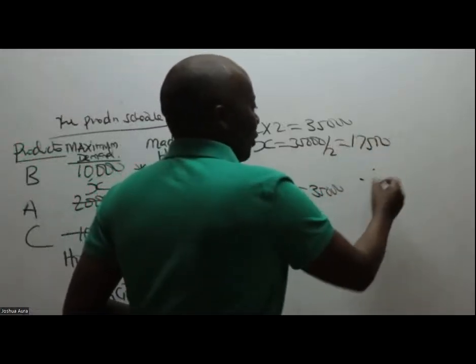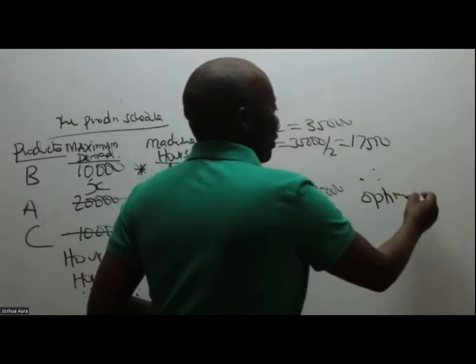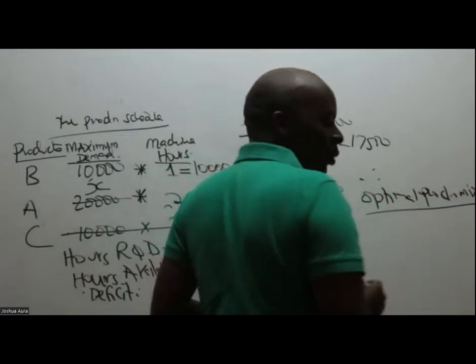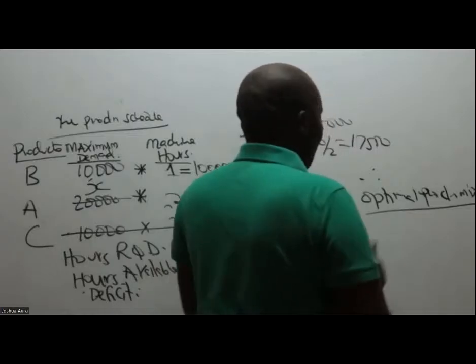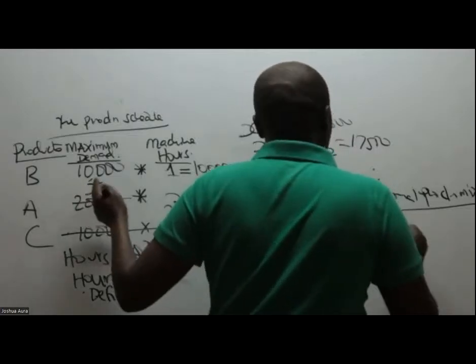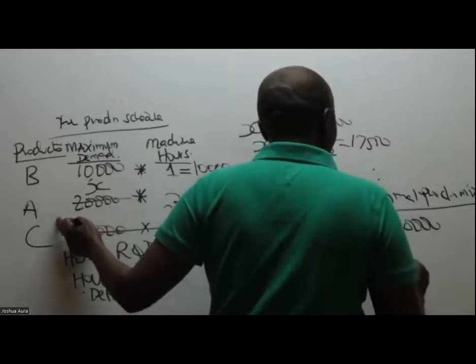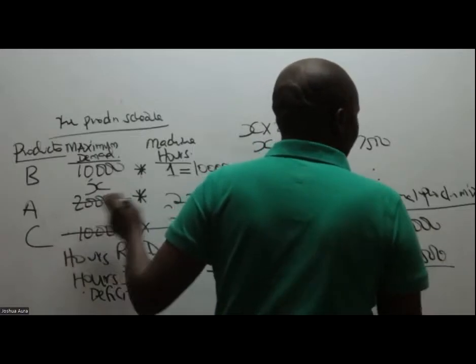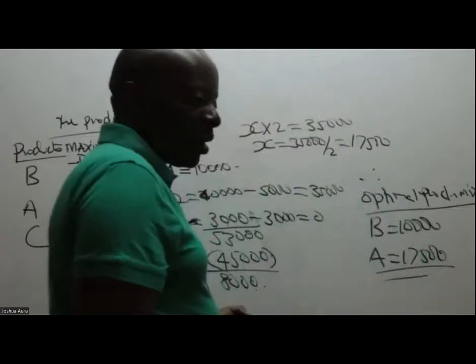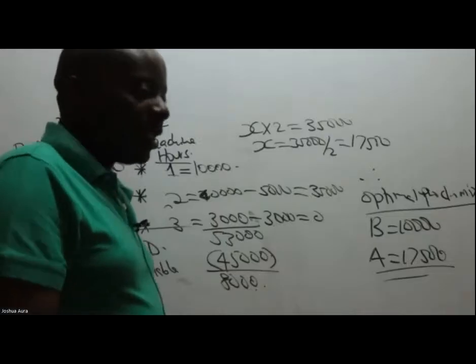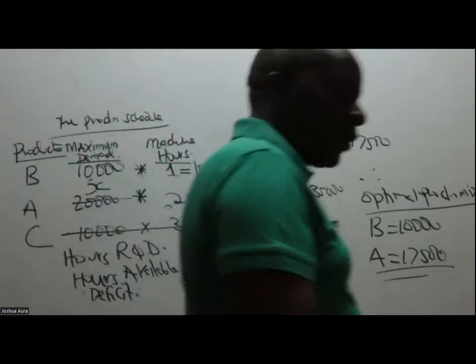And therefore the optimal production mix will be B, 10,000 units, and then we have A, 17,500. C, of course, is 0. And I'm so happy because I saw some of you getting this correctly. So you're doing limiting factor analysis.